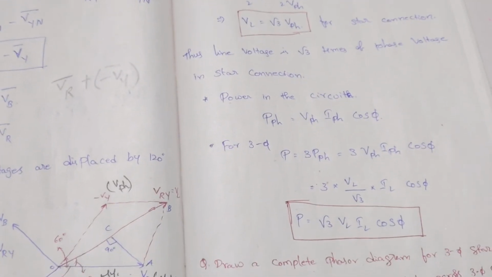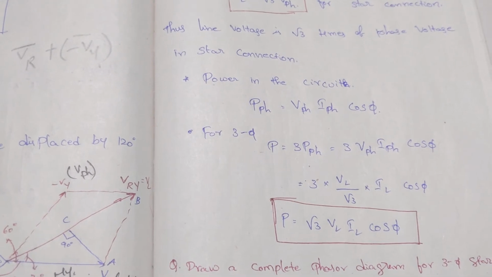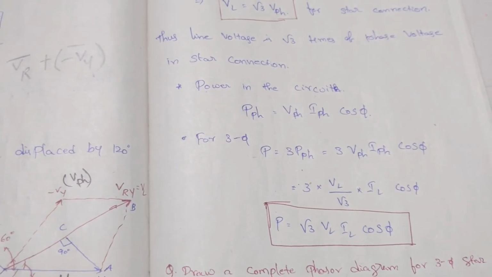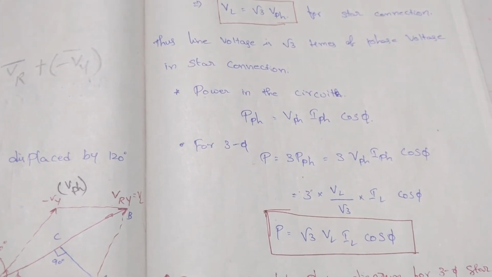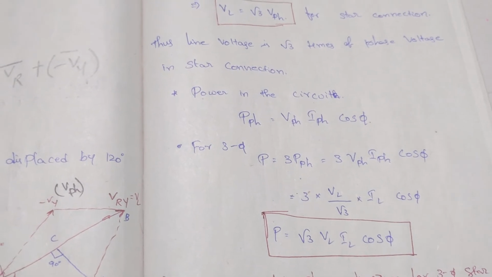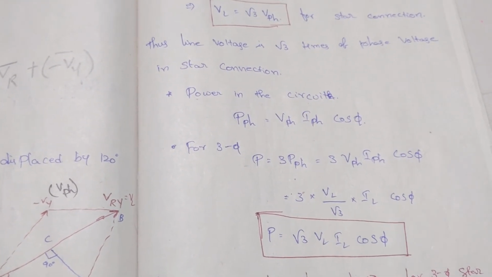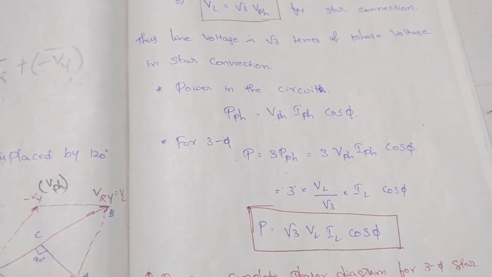Now power in the circuit. For single phase AC, we have the real power. Already we have come across different types of powers. Right now I am talking about the real power. Real power is the applied voltage into the active component of your current, that is P equals V into I cos phi.